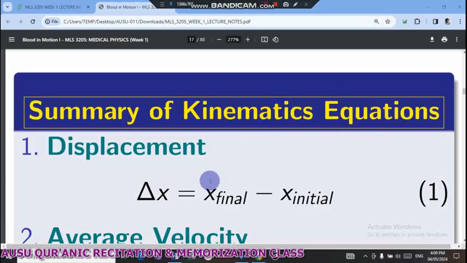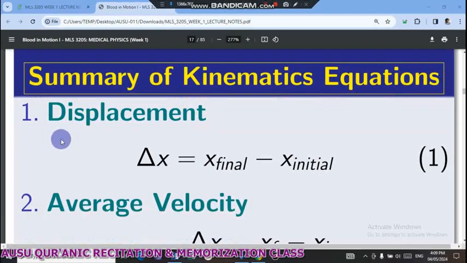Okay, the next thing we are going to do is to consider the summary of kinematics equations. These are the equations we may need to solve kinematics problems. The first one is the equation for displacement. Delta x is used to denote displacement, x final is the final position of an object, and x initial is the initial position of an object. If you take the final position minus initial position, this measurement gives you displacement.